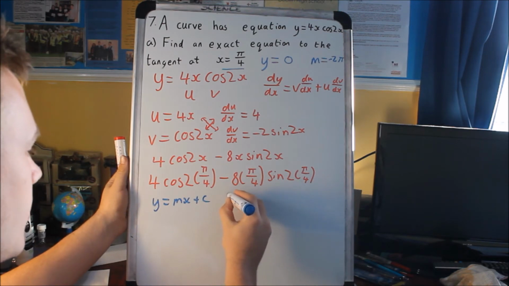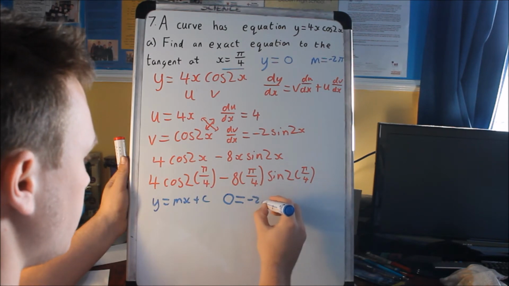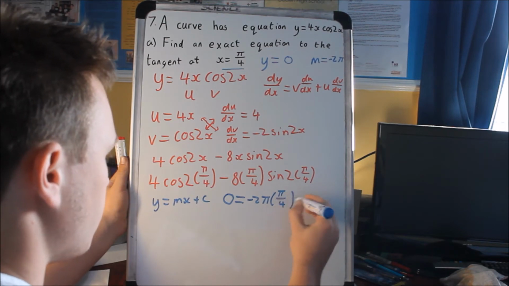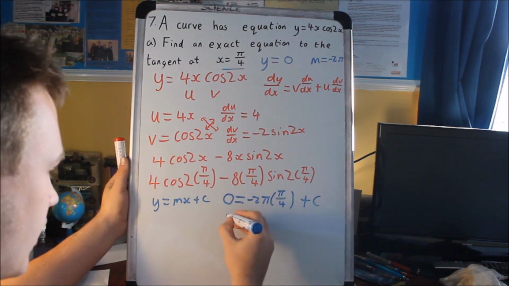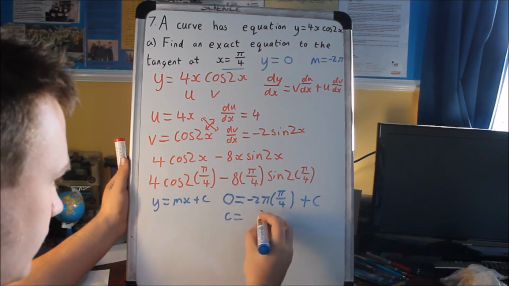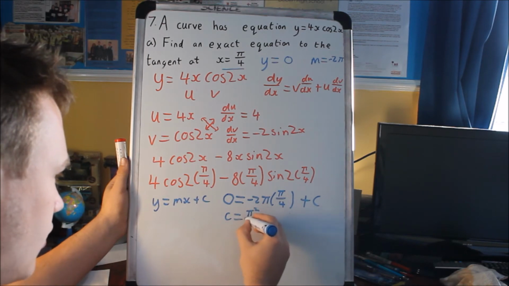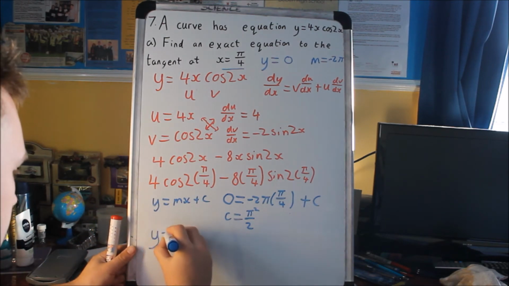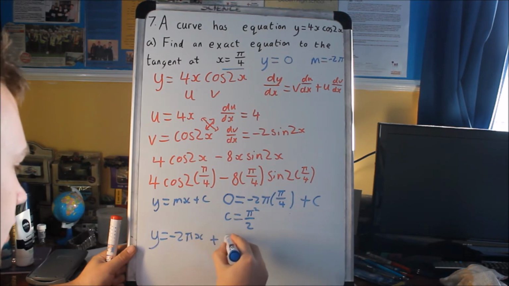So plonking in our numbers we get 0 equals, m is minus 2 pi, x is pi by 4, plus c. So we take that all over this side and expand out the brackets, we get c is equal to 2 pi squared over 4, or pi squared over 2. So now we have the formula y equals minus 2 pi x plus our pi squared by 2.